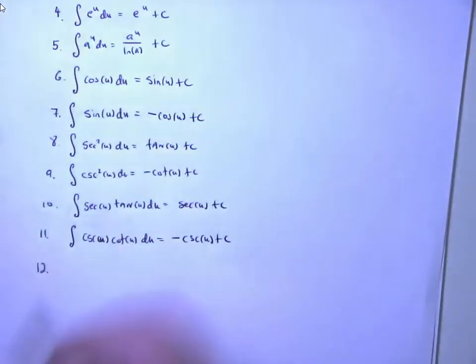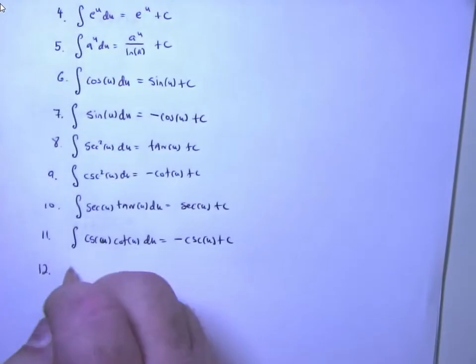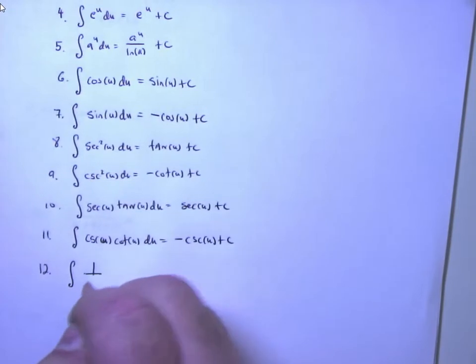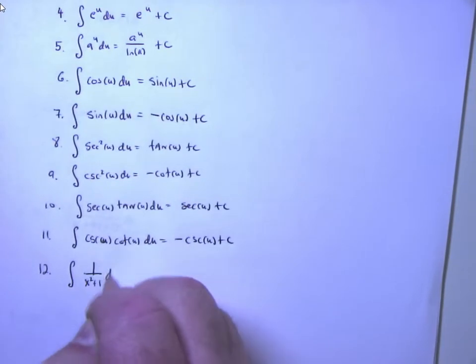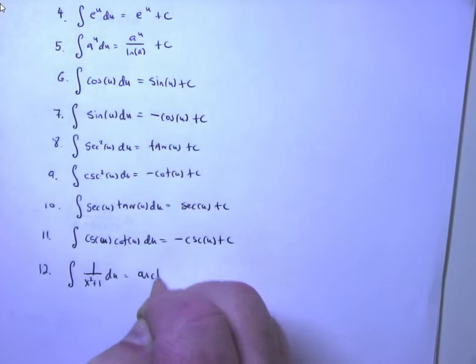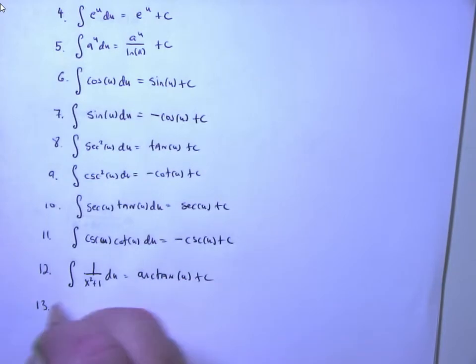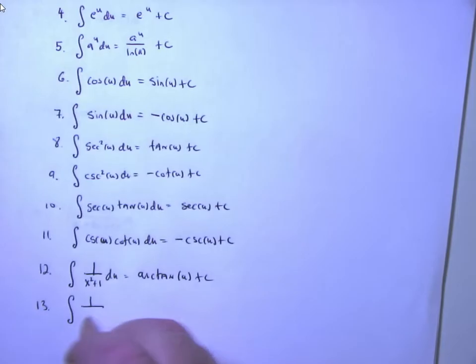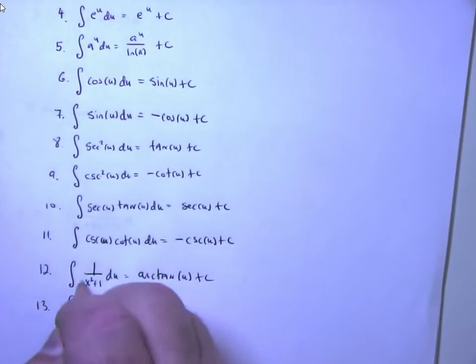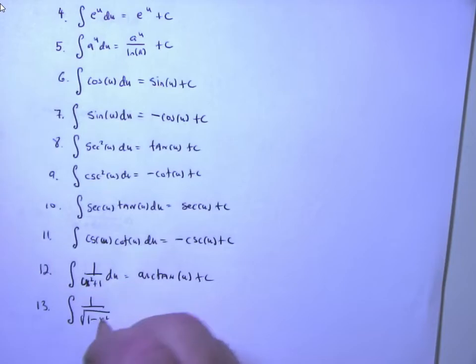Rule number 12. The integral of 1 over u squared plus 1 du is the arctangent or tangent inverse of u plus c. Rule number 13, the integral of 1 over the square root of 1 minus x squared, or u, sorry, that must be a u there, 1 minus u squared du is equal to the arc sine of u plus c.